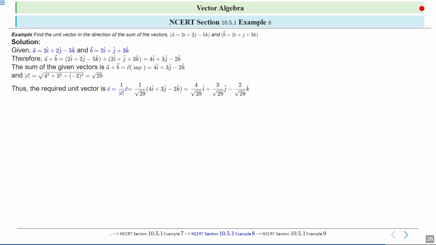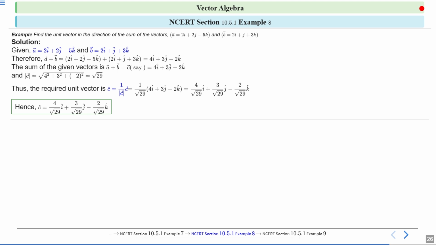Thus, the required unit vector is c cap equal to c vector upon magnitude of c vector, which is 4 i cap plus 3 j cap minus 2 k cap upon root 29, which equals 4 upon root 29 i cap plus 3 upon root 29 j cap minus 2 upon root 29 k cap. Hence, c cap is equal to 4 upon root 29 i cap plus 3 upon root 29 j cap minus 2 upon root 29 k cap. This is the right answer.